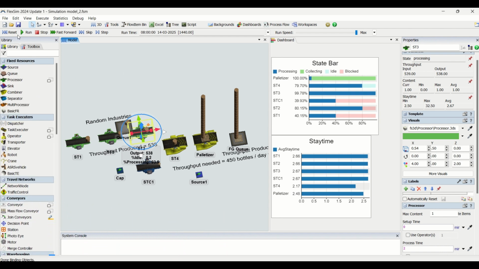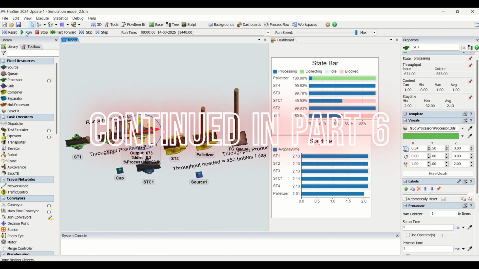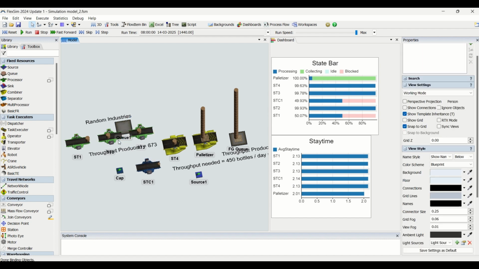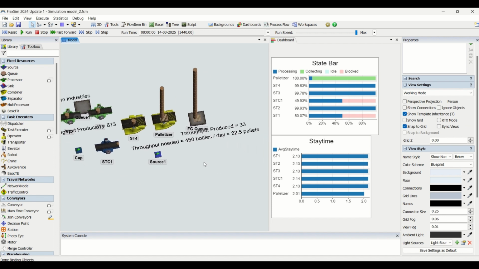If I reset and run this, we will see that ST4 and ST3 are the next bottleneck stations together, along with ST2, which is a highly utilized station. And if you see, our target is 675 and we are achieving 673 pieces with 33 pallets per day.